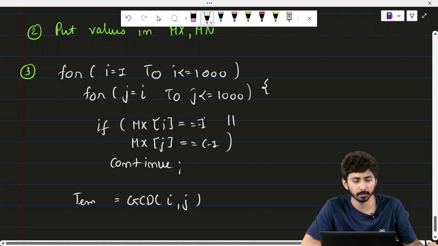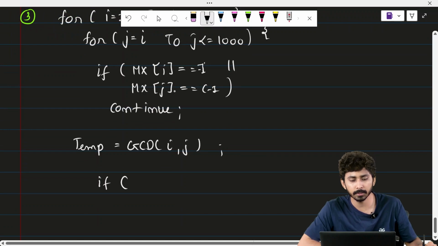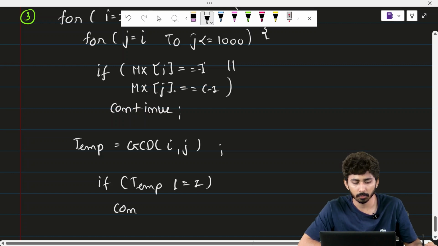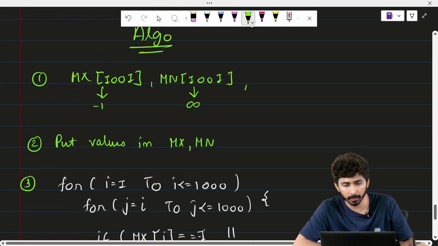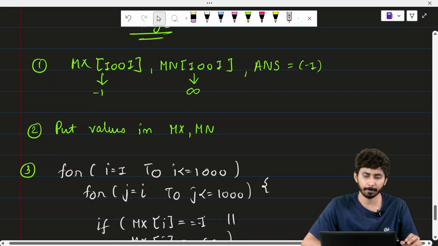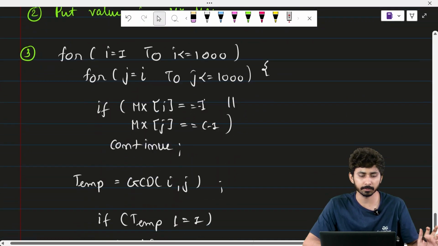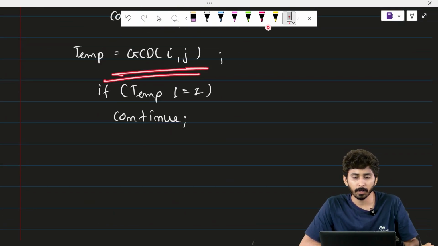So I'll verify whether the GCD of i and j is 1, and store it inside temp. If temp is not equal to 1, then that means they are not co-prime. So here also I'll continue. I don't need to calculate the answer. And one more thing I forgot to mention over here, we need an answer variable. So I'll take the answer variable to be -1 initially, because the question says when an answer is not possible, the output is -1.